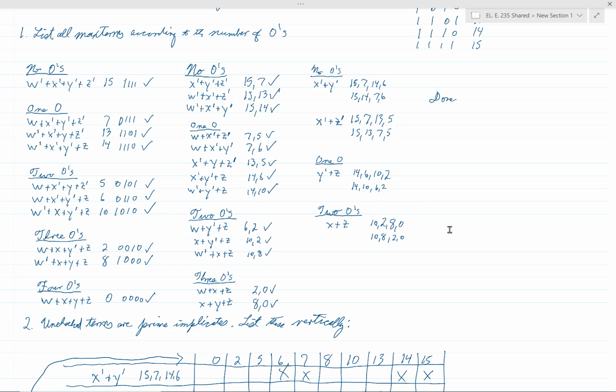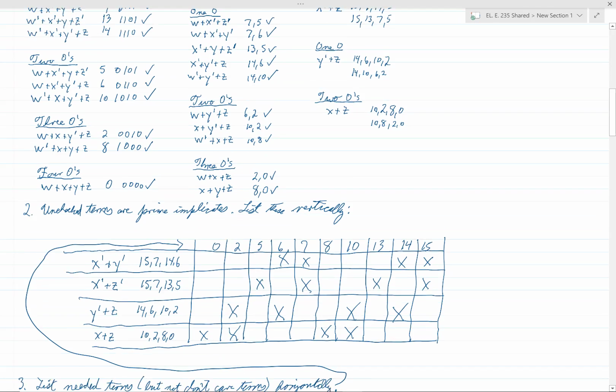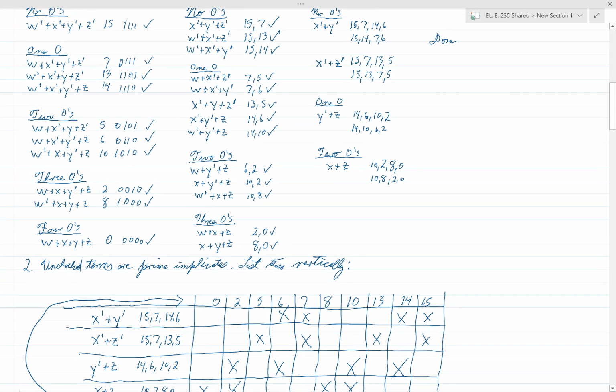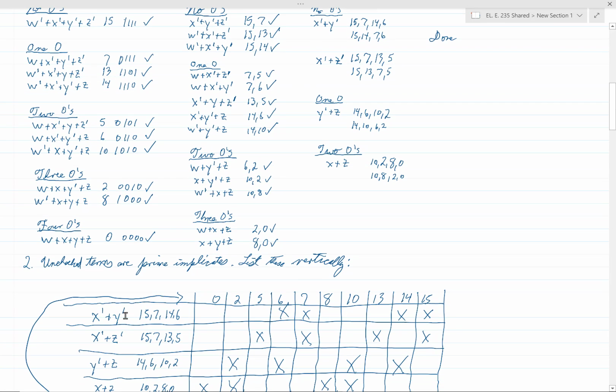Your prime implicates are simply all the terms that have no check marks. The way we've done this, everything in the first column has a check mark, everything in the second column has a check mark, but nothing in this last column has a check mark. So we have 4 prime implicates in this problem: x prime or y prime, x prime or z prime, y prime or z, and x or z. And beside each one, we put the numbers that are associated with it. So x prime or y prime is associated with 15.7, 14.6.